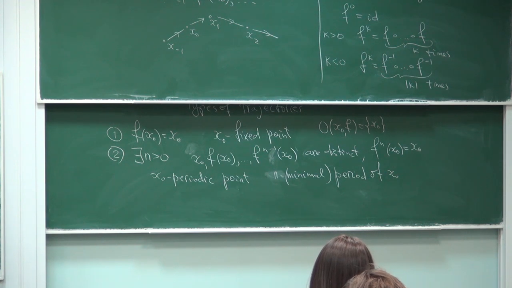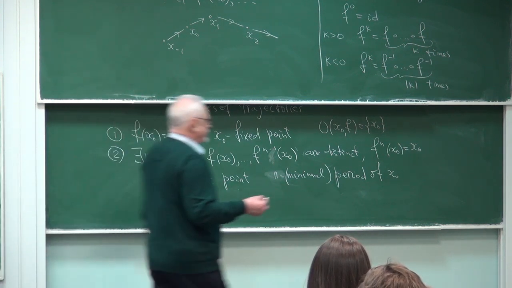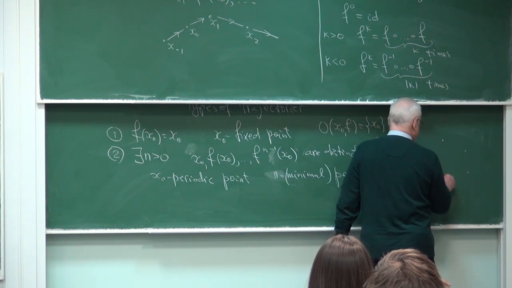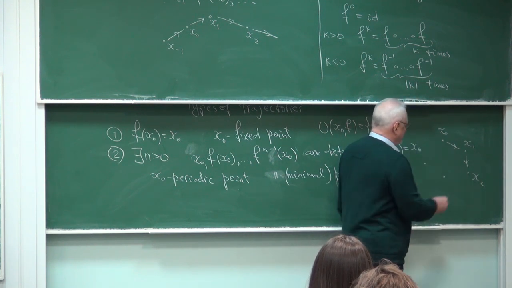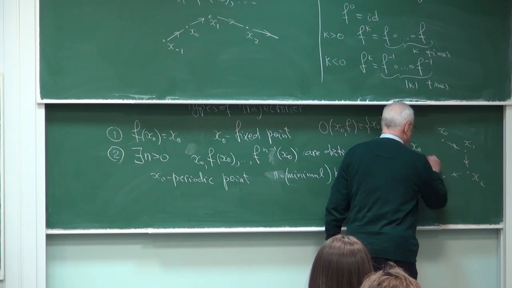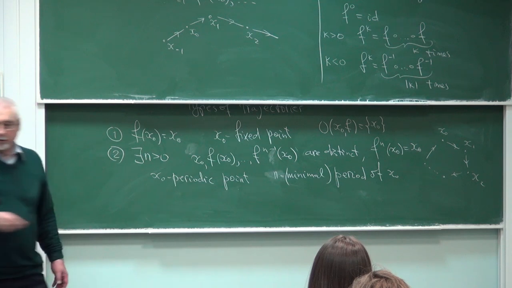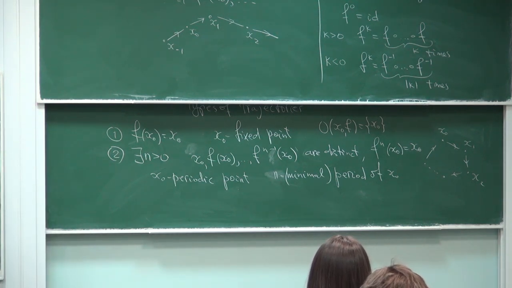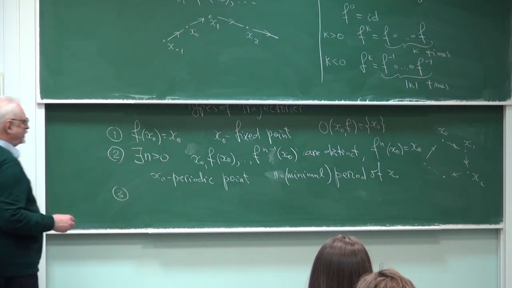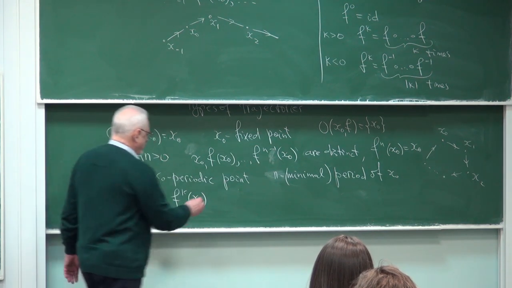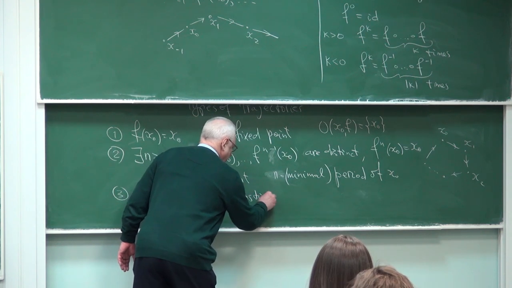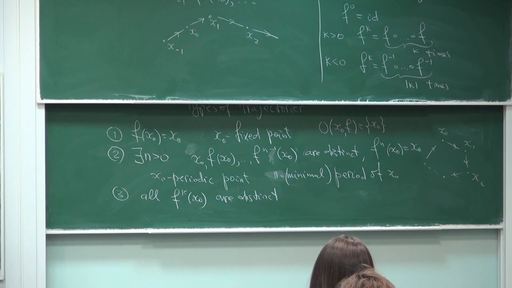So please, if you have some questions or something is unclear, please stop me. The situation is also very simple. You have n distinct points, x0, x1, x2, and f maps them in this way. And one more possibility is that all points f^k(x0) are distinct. So the trajectory is a countable set of points.